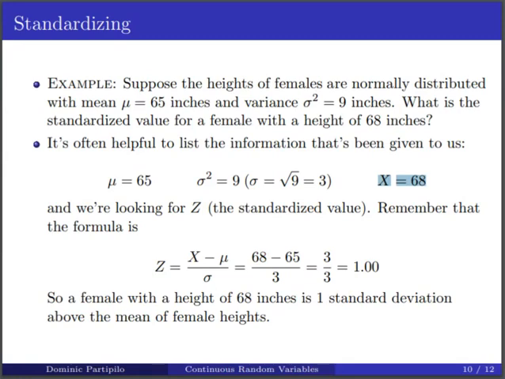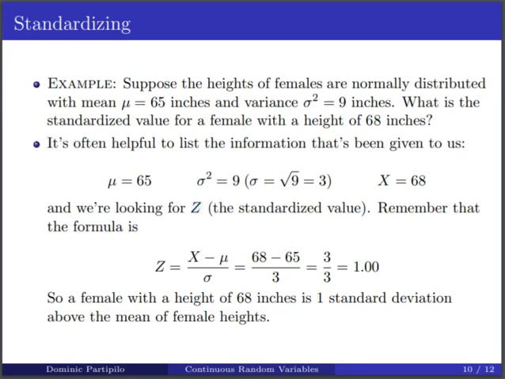So we're interested in knowing the standardized value for a female with a height of 68 inches. So this is what x is going to be. So what we're looking for, again, is the standardized value. And remember, this was z. This is what we called z, our standard normal random variable.